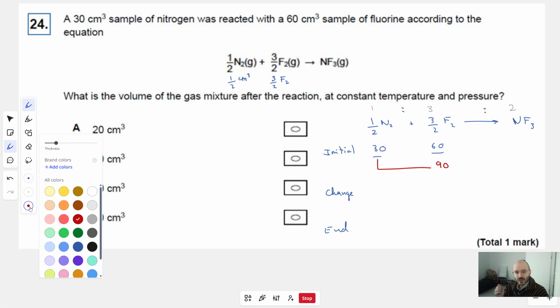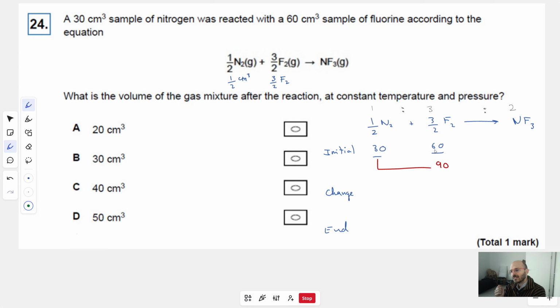You can also do it this way. You have 60 centimeter cube of fluorine. So how much nitrogen do you need? Well, you need 3 times less. 60 divided by 3 is 20. 20 is needed, but you have 30, so then nitrogen is in excess.